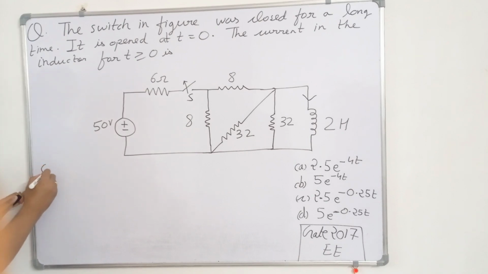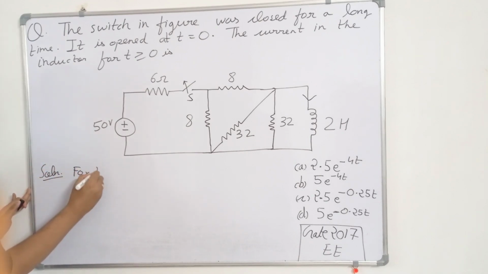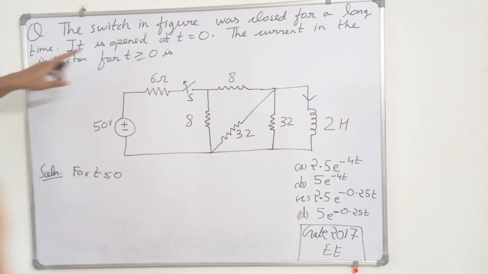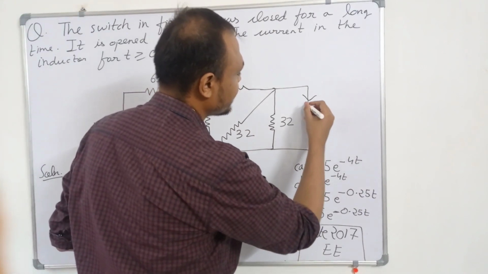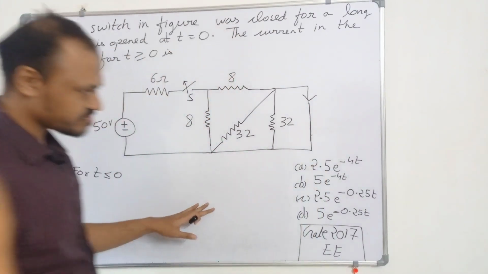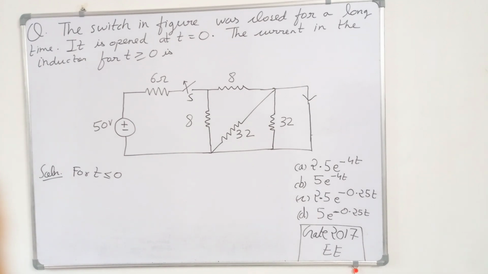To solve this, first consider t less than 0. For t less than 0, the circuit was in steady state because the switch was closed for a long time. In steady state, we can replace the inductor with a short circuit. So I am replacing this 2 Henry inductor with a short circuit.